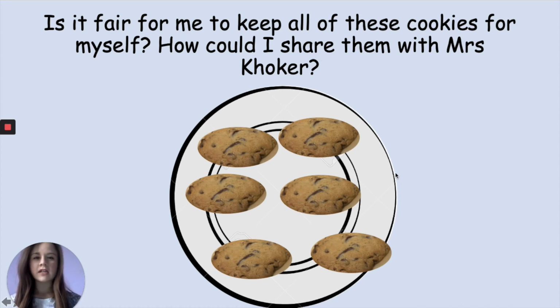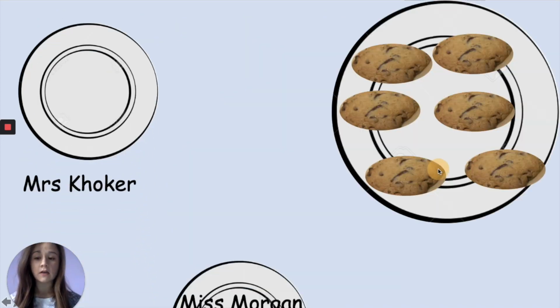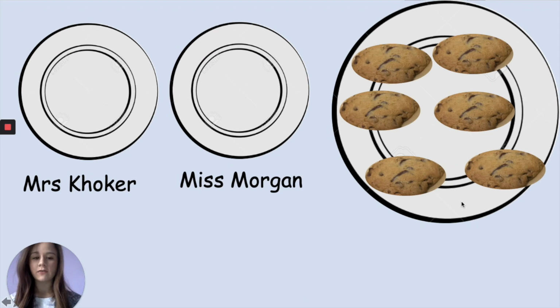So how could I share them with Mrs. Coker? First, I would need to get a plate for Mrs. Coker and a plate for myself. And then, one way that we can share equally and not make any mistakes is do it one by one.